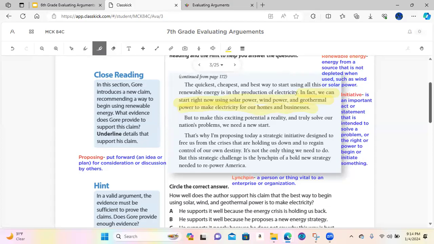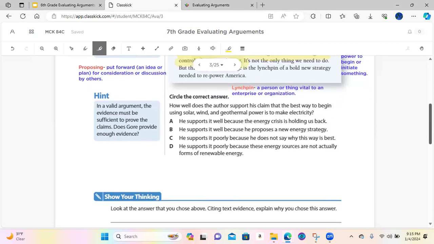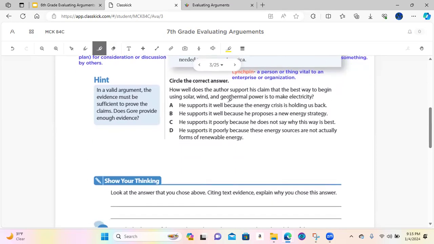That supports the claim. Let's look for another one that supports the claim. So we could use this section. Free us from the crises that are holding us down and to regain control of our own destiny. That also supports the claim that the best way to begin using solar, wind, and geothermal power is to make electricity.